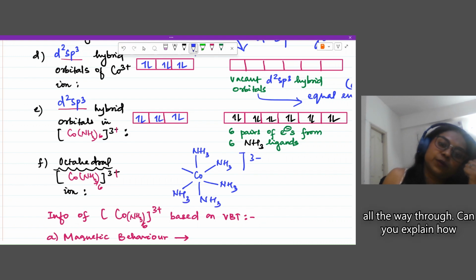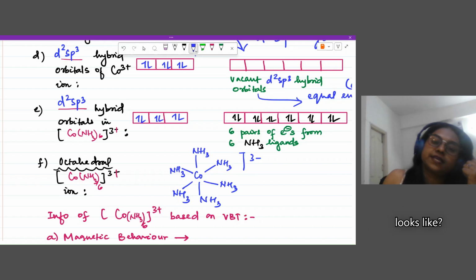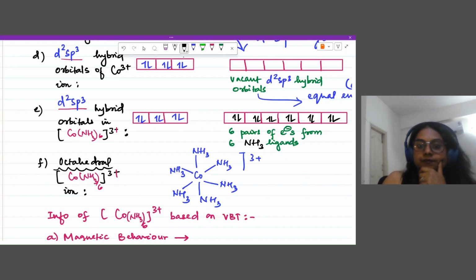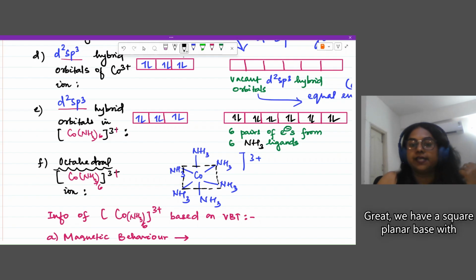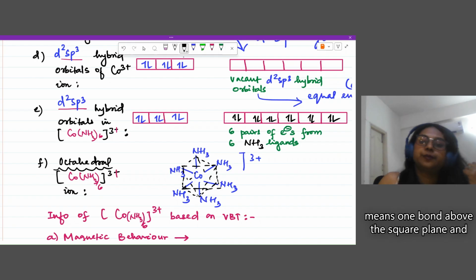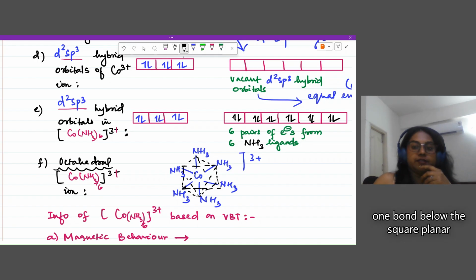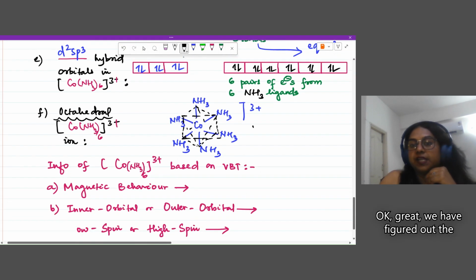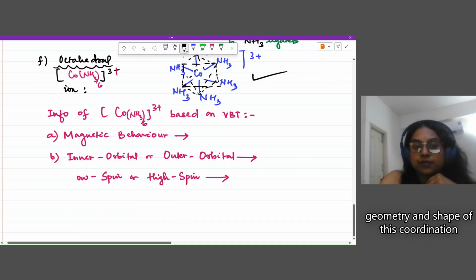Can you explain how an octahedral complex looks in three dimensions? So it has a square plane and two pyramids, an upper pyramid and a lower pyramid. Great. We have a square planar base with one pyramid going up and one pyramid going down. That means one bond above the square plane and one bond below the square planar structure, right? Great. We have figured out the geometry and shape of this coordination complex.